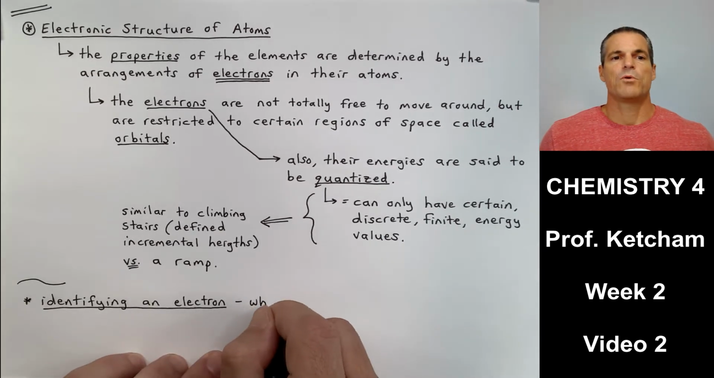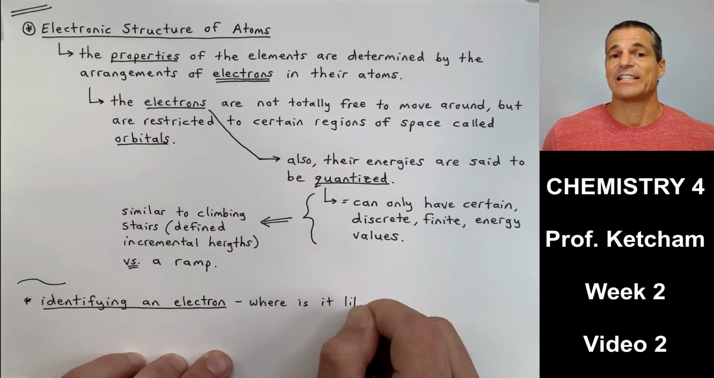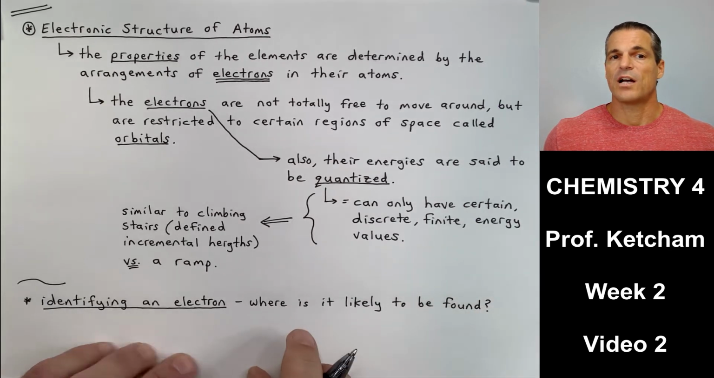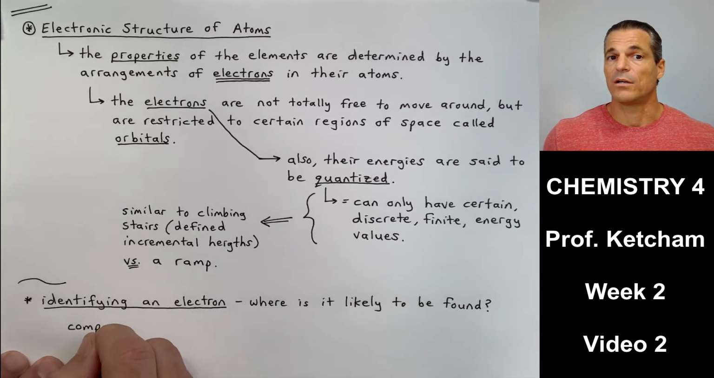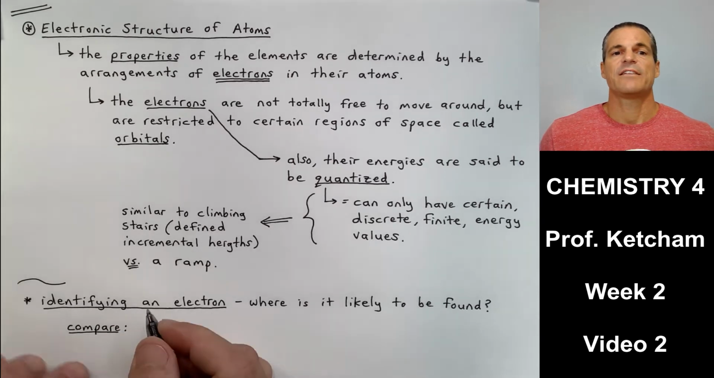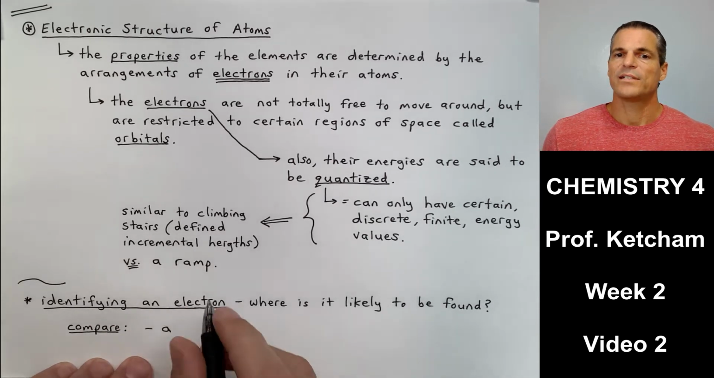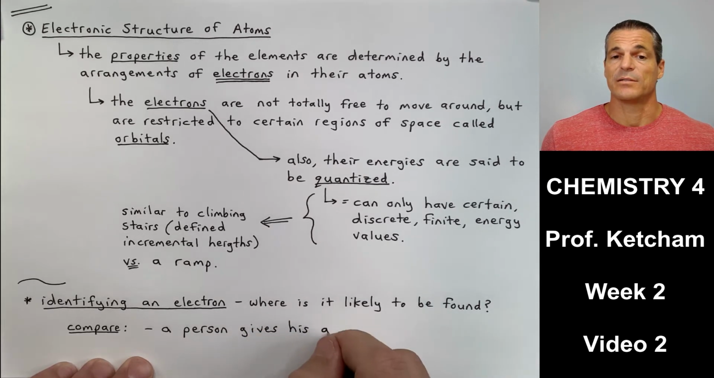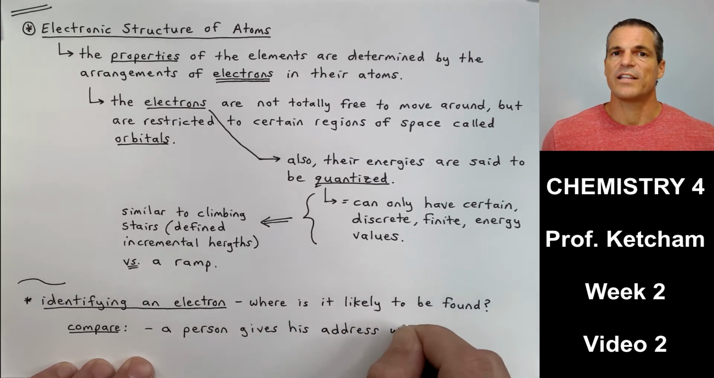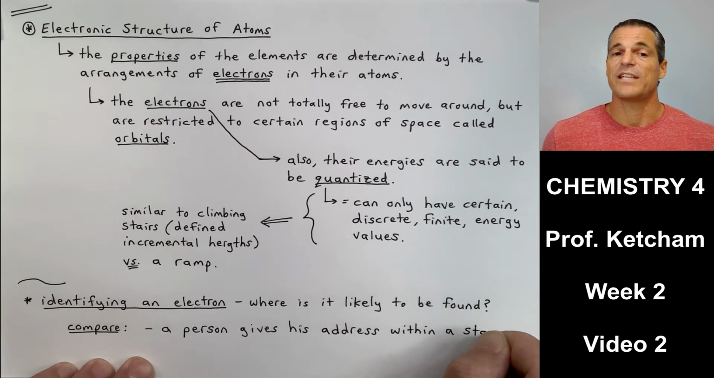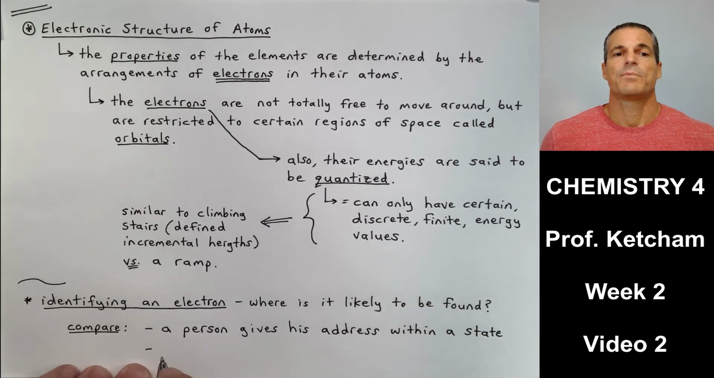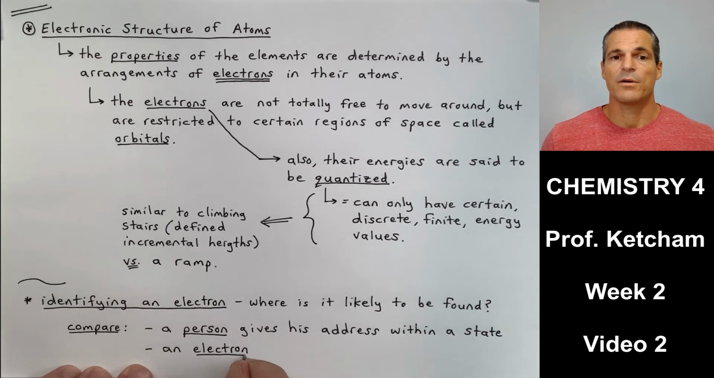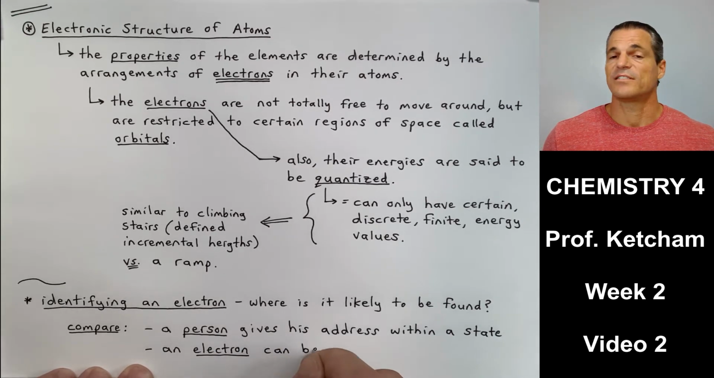Let's now move on and talk about identifying an electron and where it's likely to be found. I'm going to talk more about that new word, orbitals. Atoms have a lot of different electrons in them, so we have to know where each electron is located. We have to know its address. For example, let's compare a person, you or me or your neighbor, who gives his address within a state.